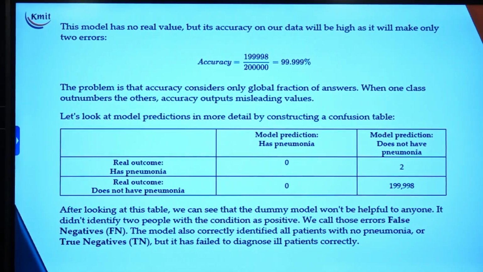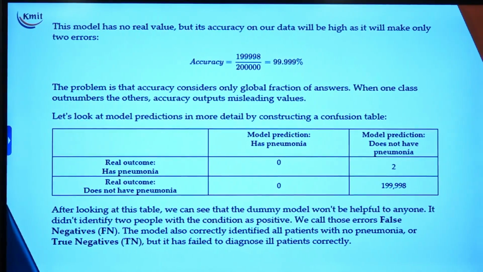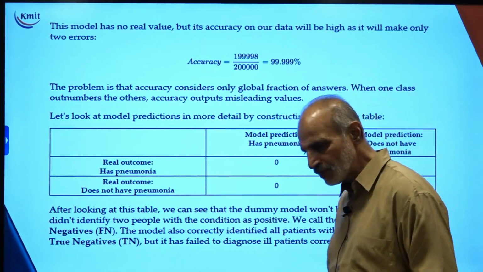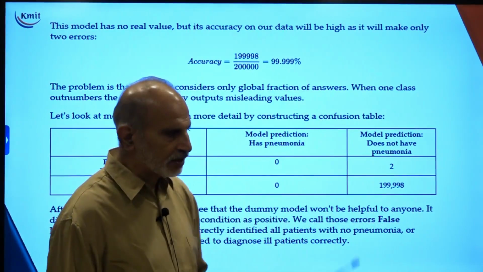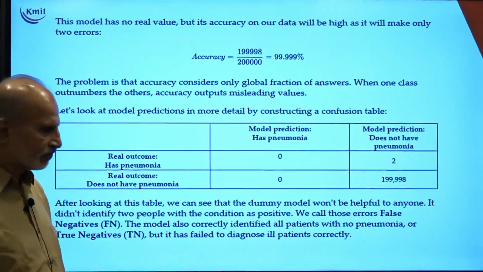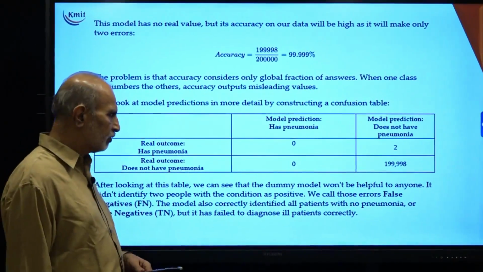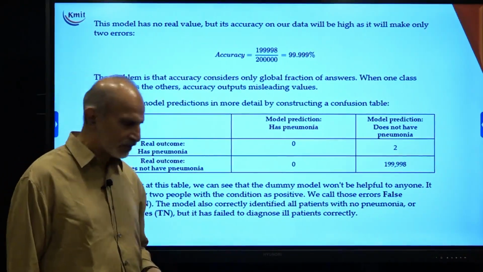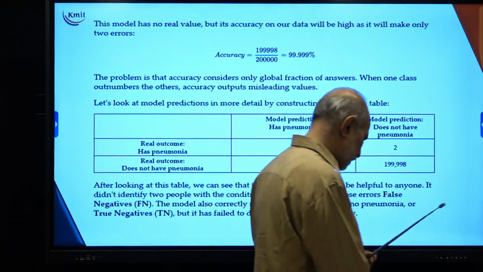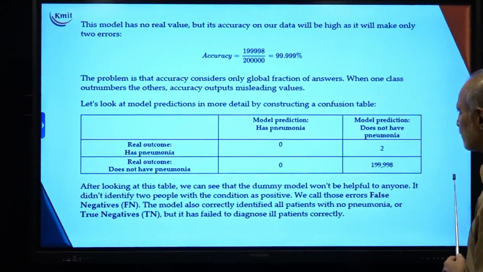So, let us look at a model prediction in more detail by constructing a confusion table. Now, the confusion table is always confusing to all of us. What is a confusion table? True positive, true negative, false positive and false negative. These are the definitions of my confusion table, which we know already.